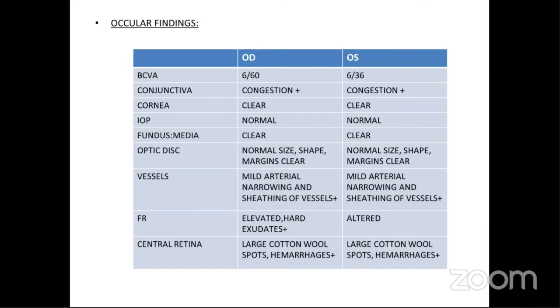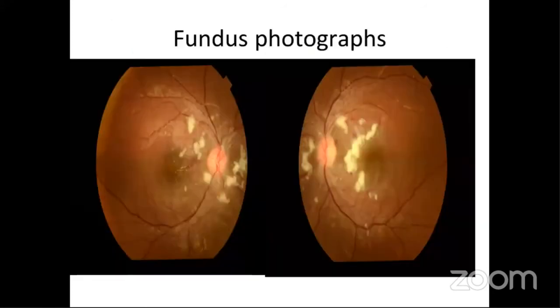In left eye, fundus media is clear, optic disc normal size, shape, margins clear, vessels show mild arterial narrowing and sheathing. FR is altered. Central retina shows large cotton wool spots and hemorrhages. These are the fundus photographs. Right eye showing elevated macula with hard exudates, and central retina showing large cotton wool spots along with hemorrhages. In left eye, FR is altered along with large cotton wool spots and sheathing of the vessels.